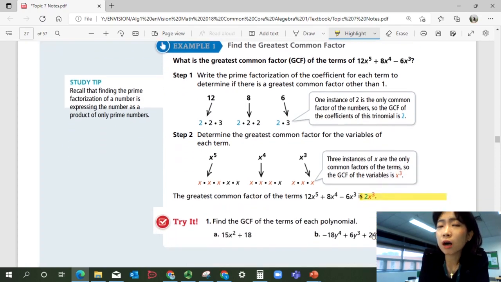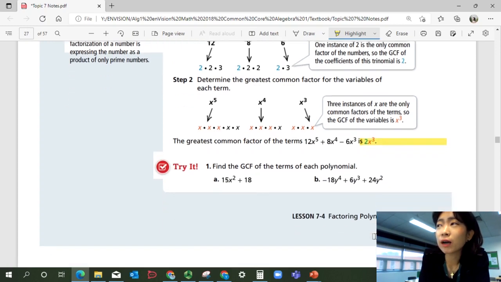So first, let's practice finding the GCF of the terms for each polynomial. Let's try to figure out the GCF for A and B. Pause the video, come back when you are ready for answers. All right, are you ready?